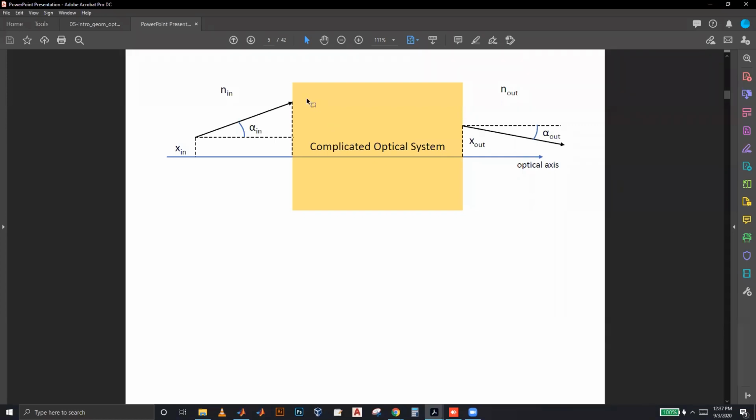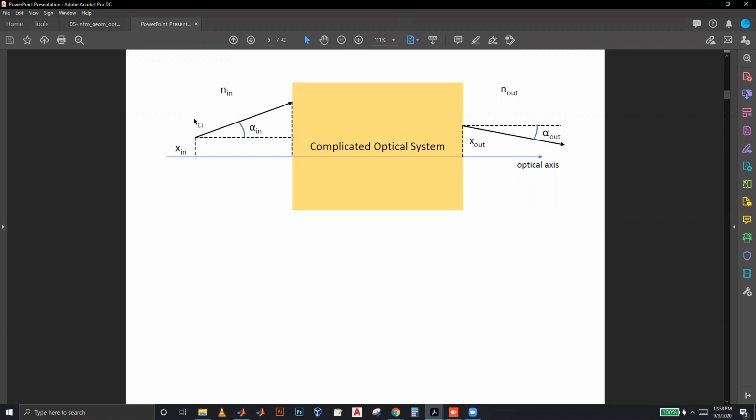But the reason for learning the geometry was to figure out how exactly the rays bend and how the relationships are derived. But this is a very general form of an optical system. So imagine in this yellow box there's some very complicated optical system with multiple lenses. A ray enters the system with height x in and angle alpha in with respect to the optical axis, and a ray exits the system, alpha out, x out.